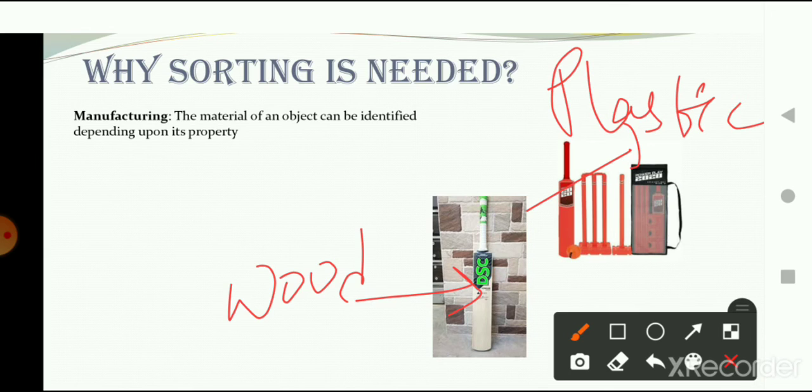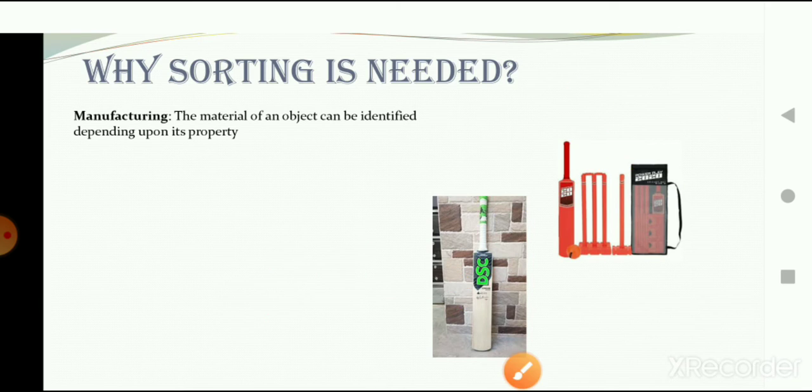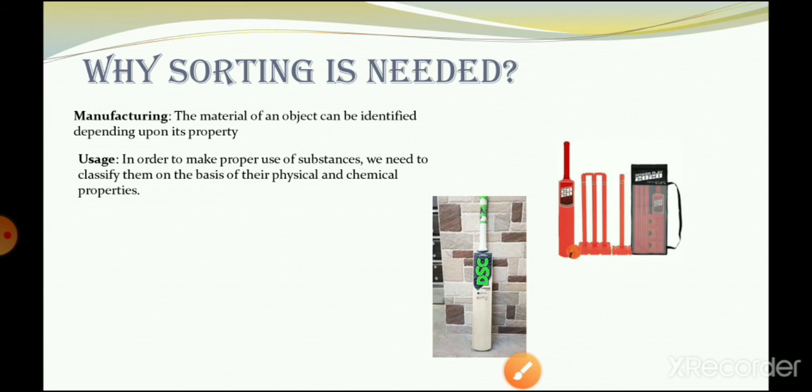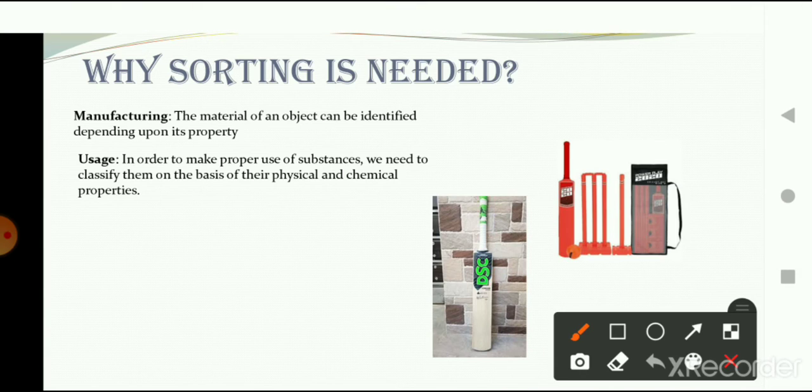So for the manufacturing of an object, it is very important to sort the materials into their groups. So you know that for making an object with a particular use, you know what the materials are that hold similar properties to make the object. Or the usage, you can say, what are the uses.